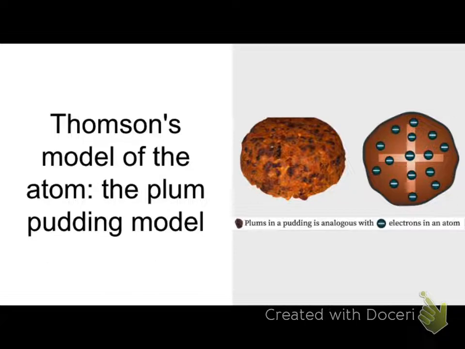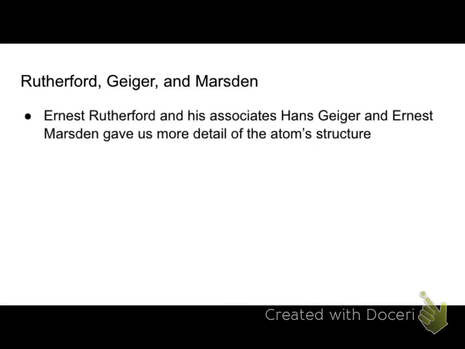So, obviously, people want to test this. They want to come up with their own models. So, they start to run tests. And there were these folks named Rutherford, Geiger, and Marsden that ran an experiment. Ernest Rutherford and his associates Hans Geiger and Ernest Marsden gave us more detail about an atom's structure through this cool experiment that they ran.